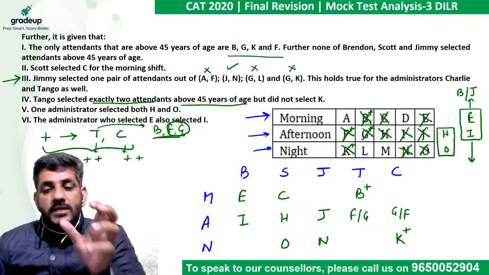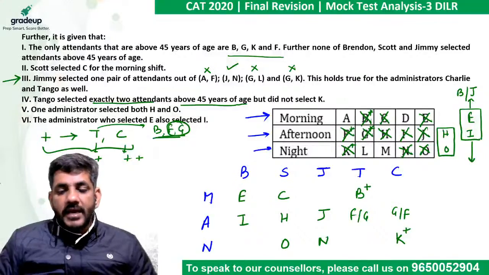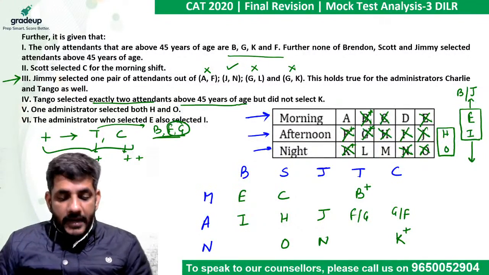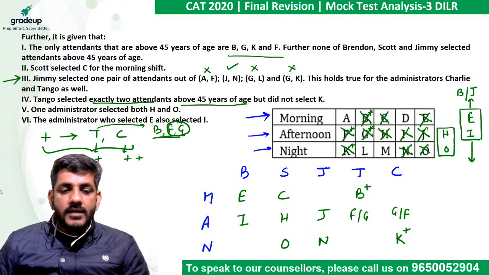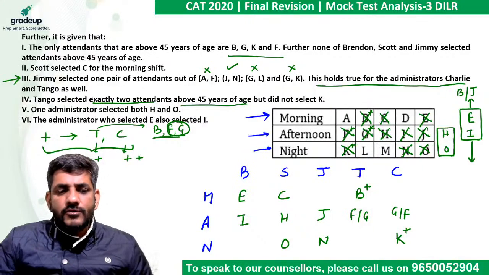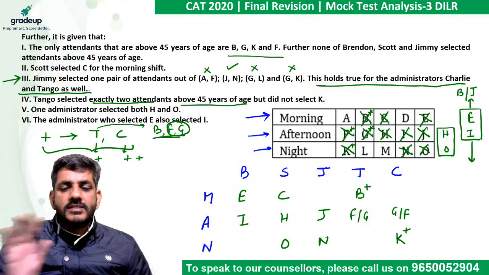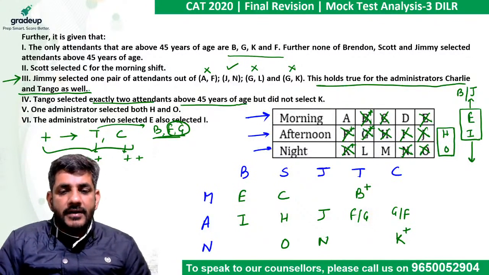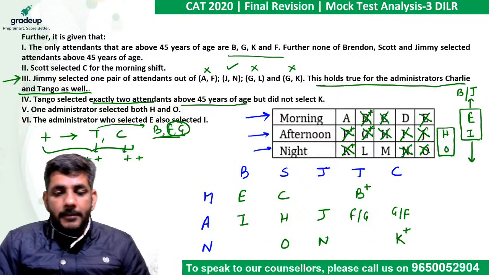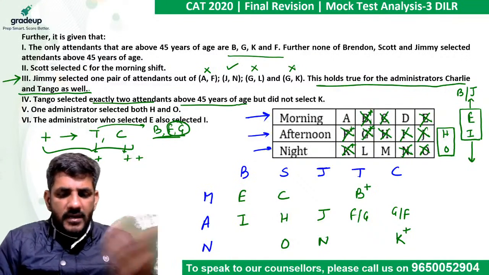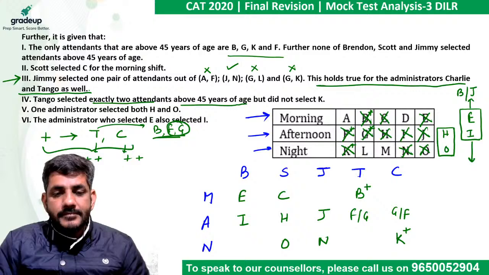So now in the top row you are left with A and D, and in the last row you are left with L and M. Now we just have to figure out those. Not difficult for us. अभी तक हम लोगों ने ये वाली info use नहीं की है. We have to use this as well now. That this holds true for the administrators Charlie and Tango as well. Charlie और Tango के pairs भी इसी में से आएंगे, GL और GK और AF वाला pair, right?